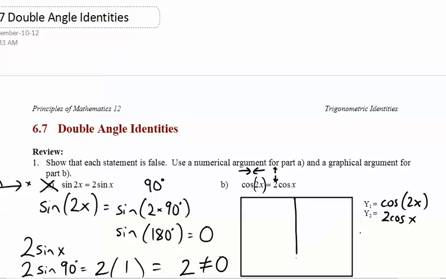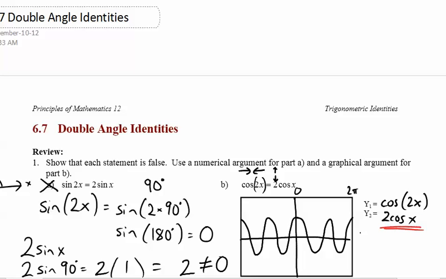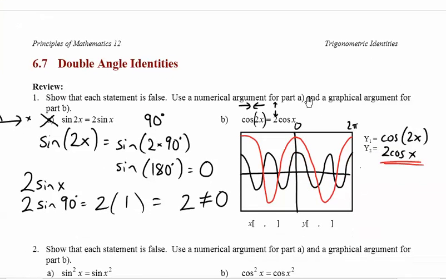So cosine 2x still starts at a maximum, but this time instead of fitting 1 wave, we can fit 2 waves from 0 to 2 pi, and 2 waves from 0 to negative 2 pi. And 2 cosine x goes all the way up to 2, down to negative 2, up to 2 again. Okay, so those 2 graphs are not the same.